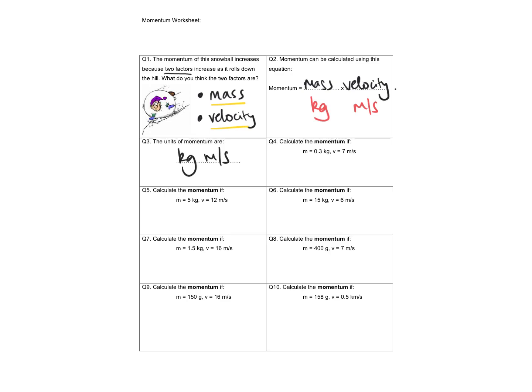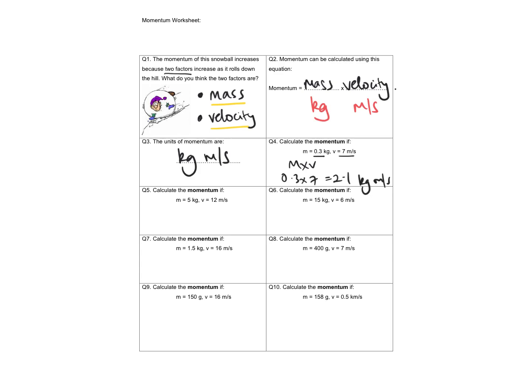For question 4, if we're going to calculate momentum, we know the mass, we know the velocity, so we need to do mass multiplied by velocity. That's 0.3 multiplied by 7, which is equal to 2.1, and then the units, kilogram meters per second.